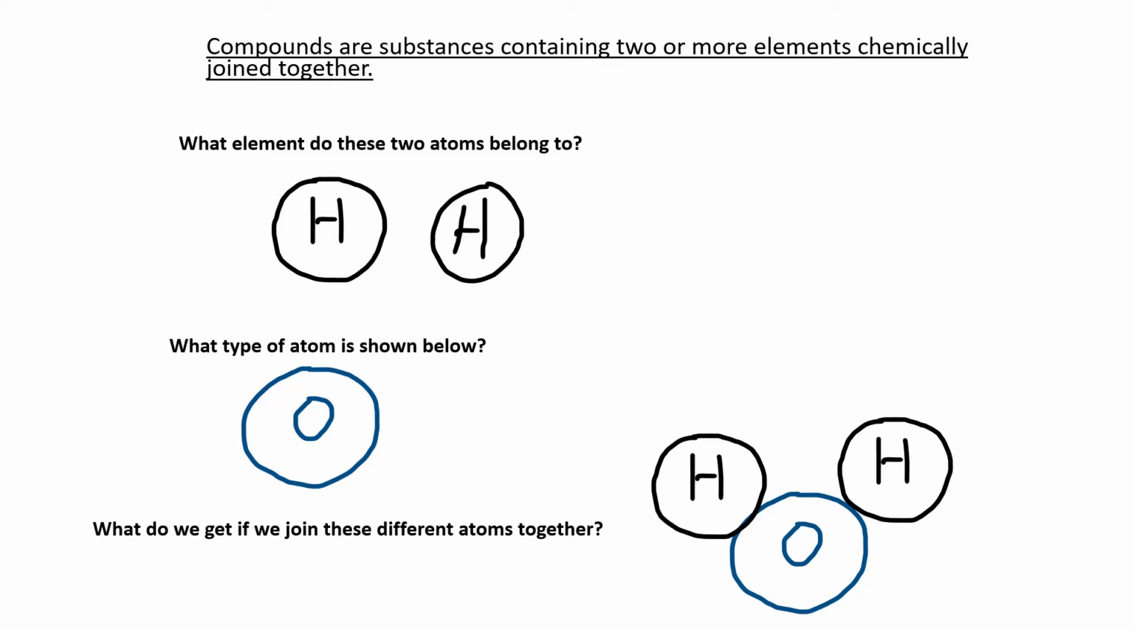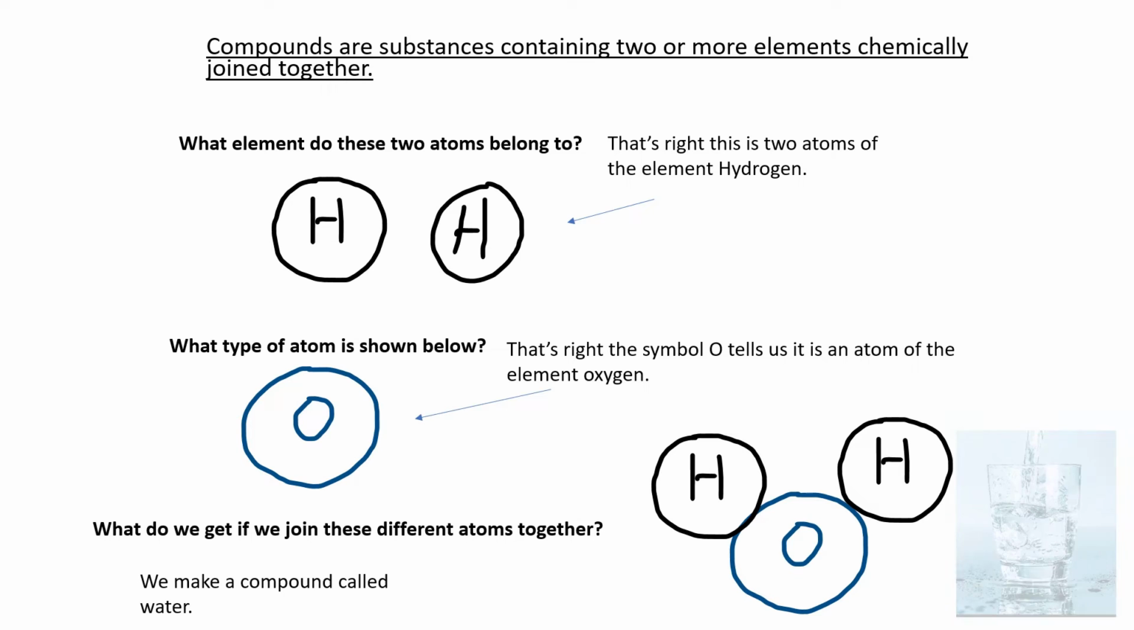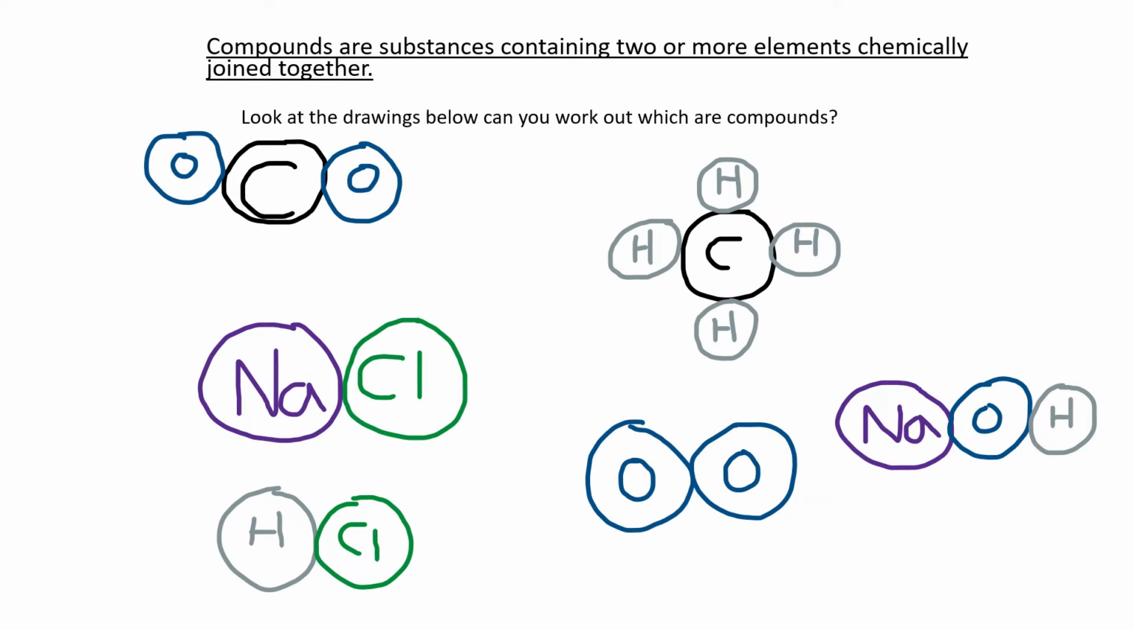What element do these two atoms belong to? That's right, this is two atoms of the element hydrogen. What type of atom is shown below? That's right, the symbol O tells us it's an atom of the element oxygen. What do we get if we join these different atoms together? We make a compound called water, H2O. Compounds are substances containing two or more elements.